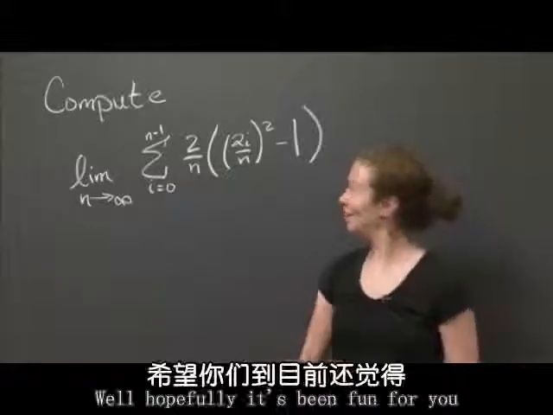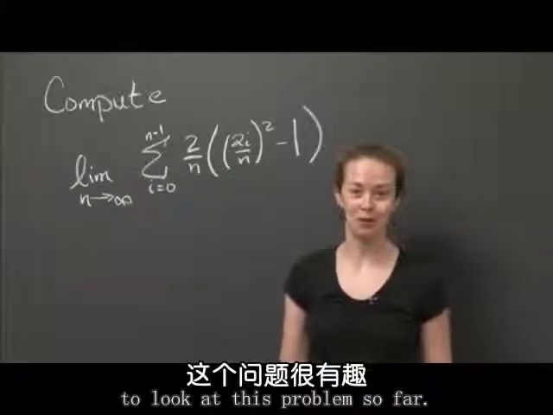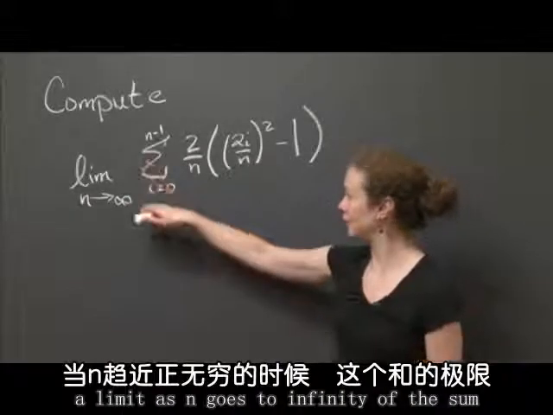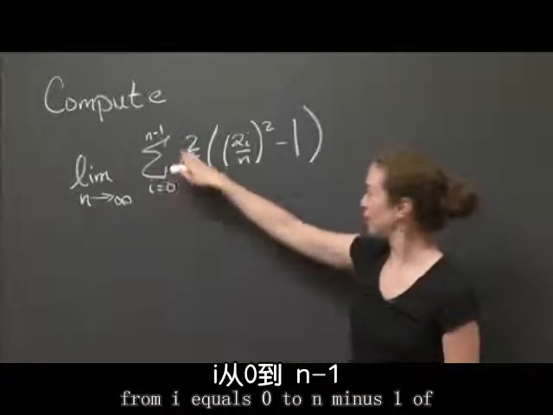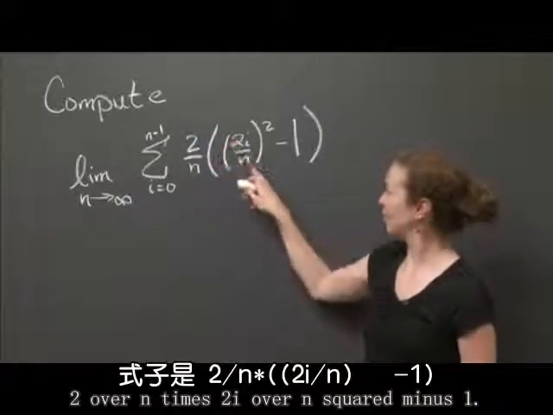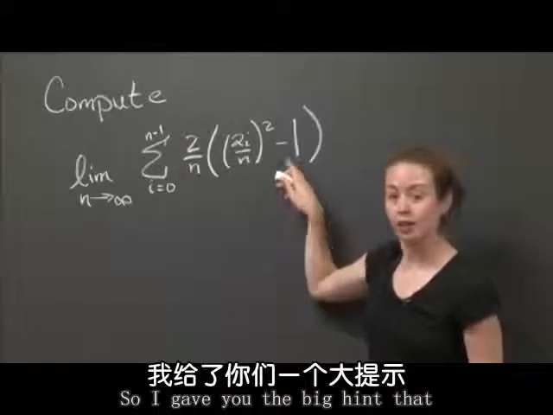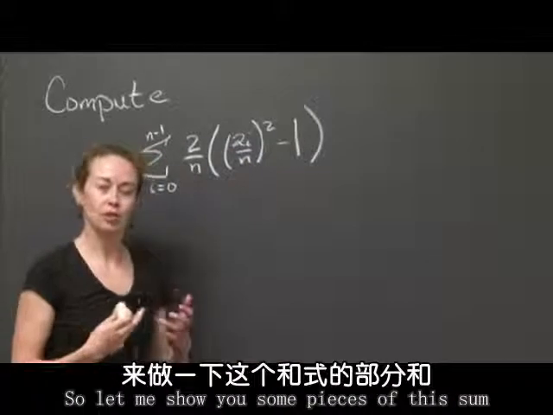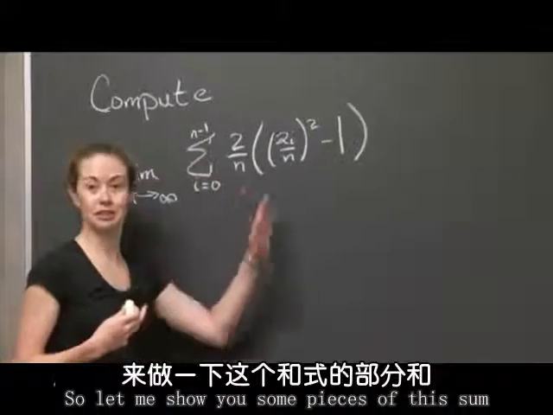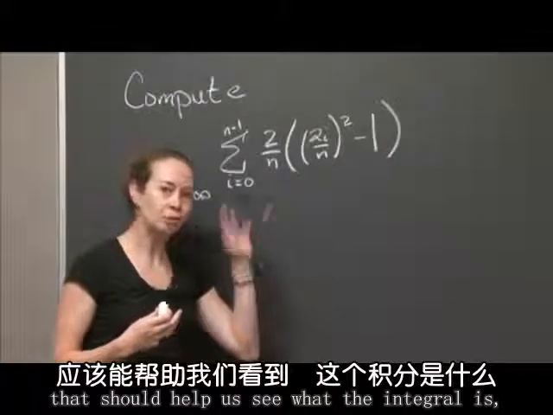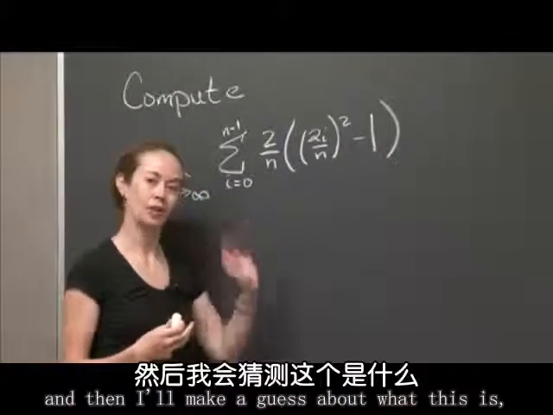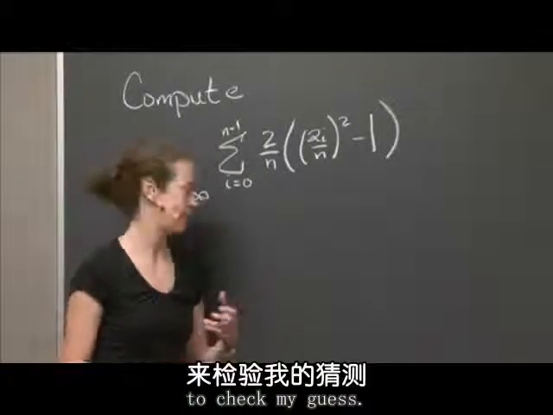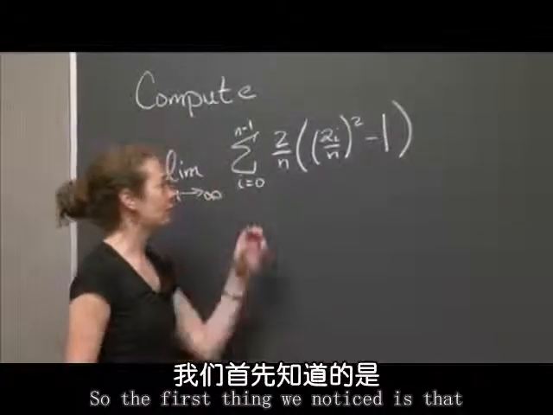Okay, welcome back. Hopefully it's been fun for you to look at this problem so far. Let me just remind you what we were doing. We were trying to compute the limit as n goes to infinity of the sum from i equals 0 to n minus 1 of 2 over n times (2i over n) squared minus 1. I gave you the big hint that this is probably going to be written as an integral. So let me show you some pieces of this sum that should help us see what the integral is, and then I'll make a guess about what it is, and then I'll try to give an educated way to check my guess.